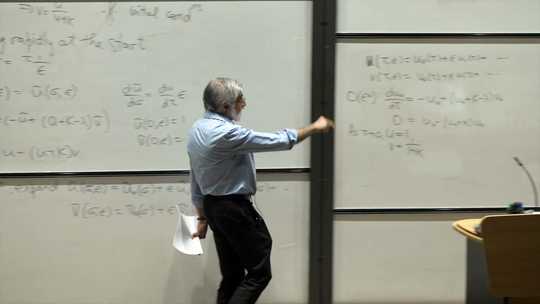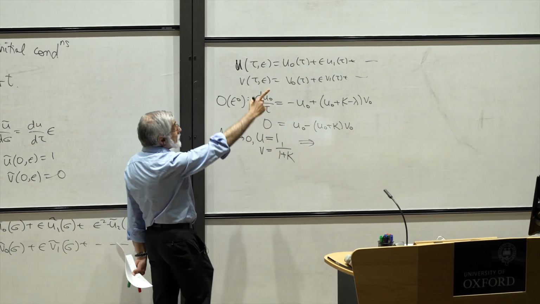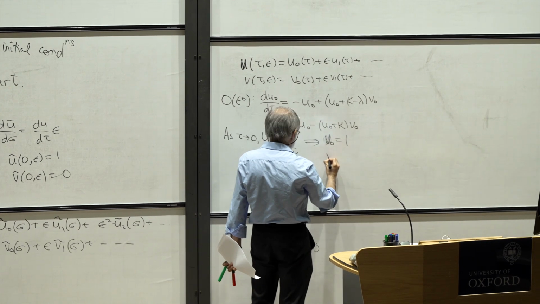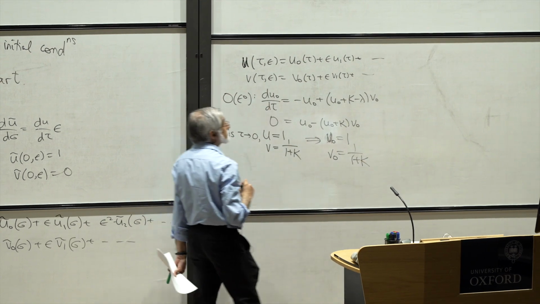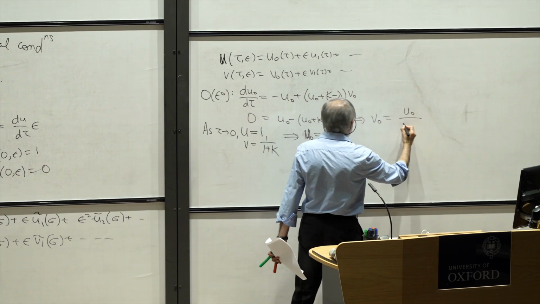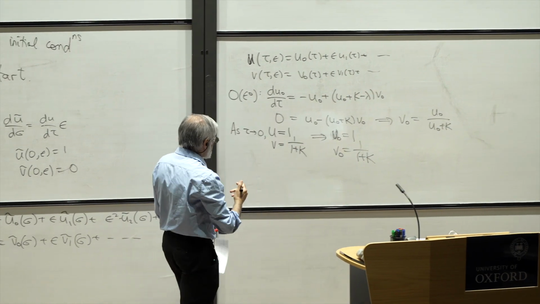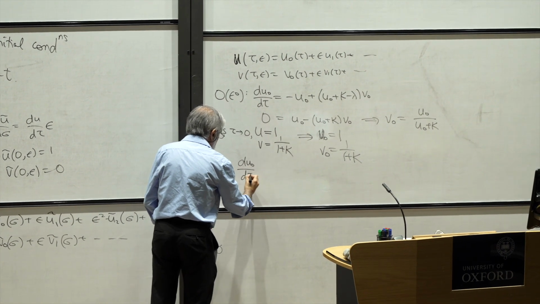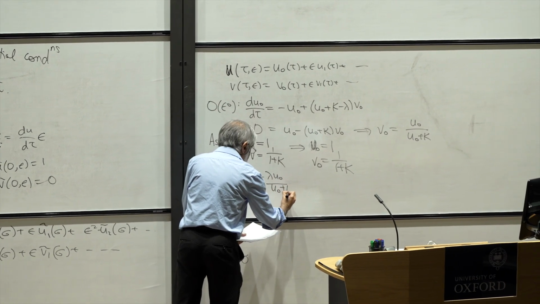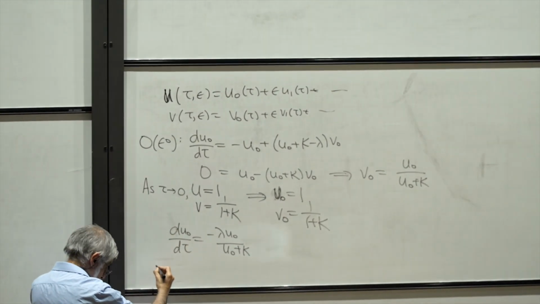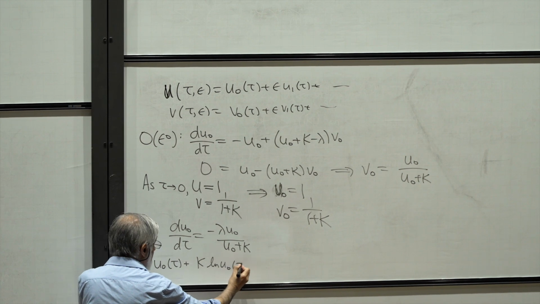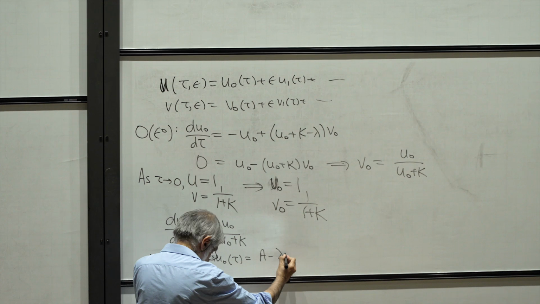Okay? And so this tells us, by doing the expansion, that u naught is 1 and v naught is 1 over 1 plus k. Like we did yesterday, that gives v naught equals u naught over u naught plus k. And that's fine. Then we've got du naught by d tau equals minus lambda u naught over u naught plus k. And you can integrate that up if you want. You get u of tau plus k log u naught of tau equals A minus lambda tau.